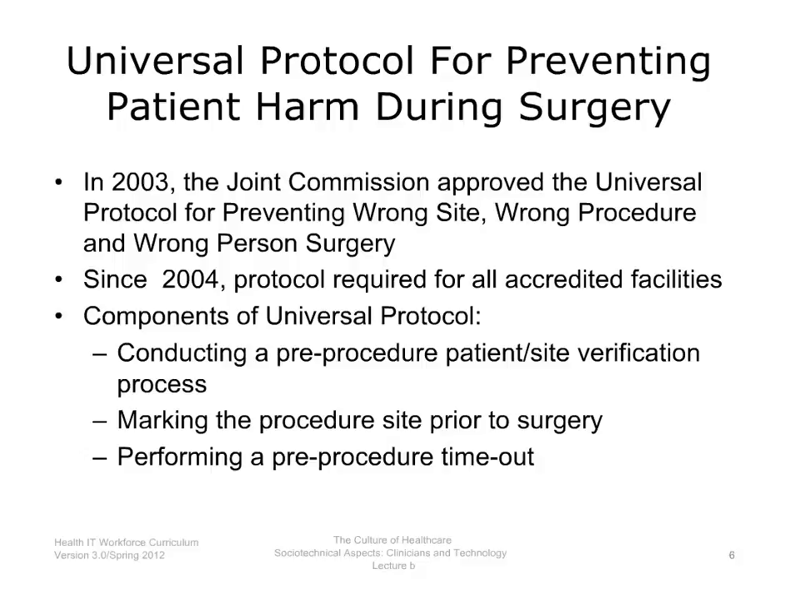Components of the Universal Protocol include conducting a patient and site verification before the surgery, using a process that is replicable, and clearly marking the procedure site before the surgery begins. Surgical teams also perform a pre-procedure timeout, where they recheck important safety parameters and then proceed only if no issues are identified. These components, when combined in a well-defined, repeatable process, can reduce or prevent patient harm during surgery.